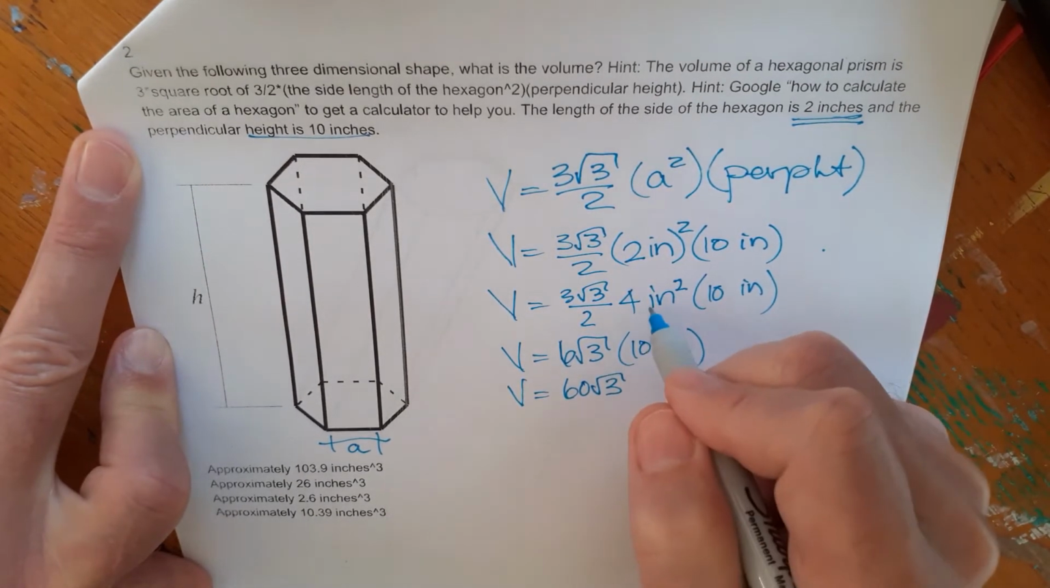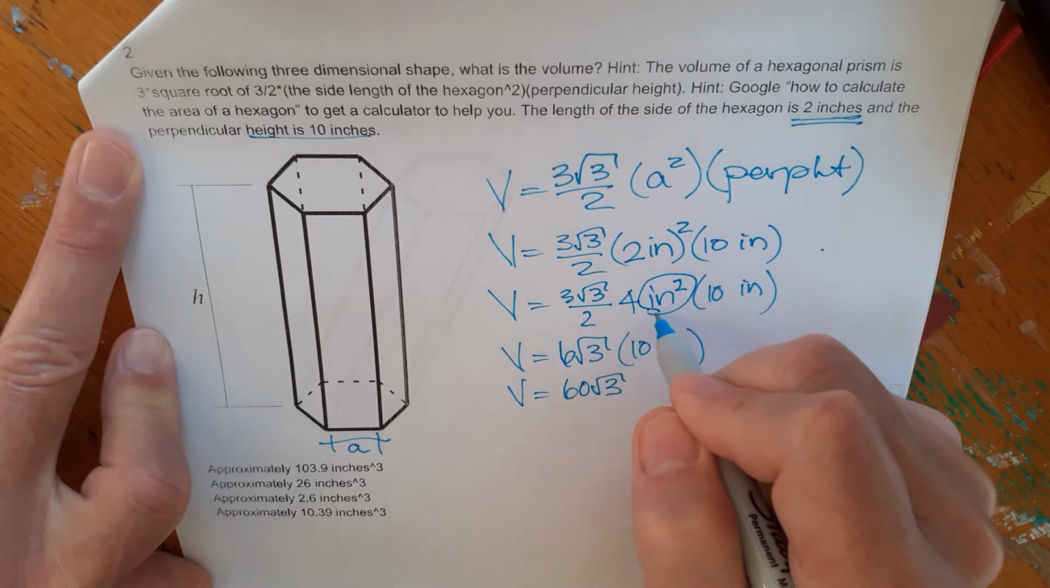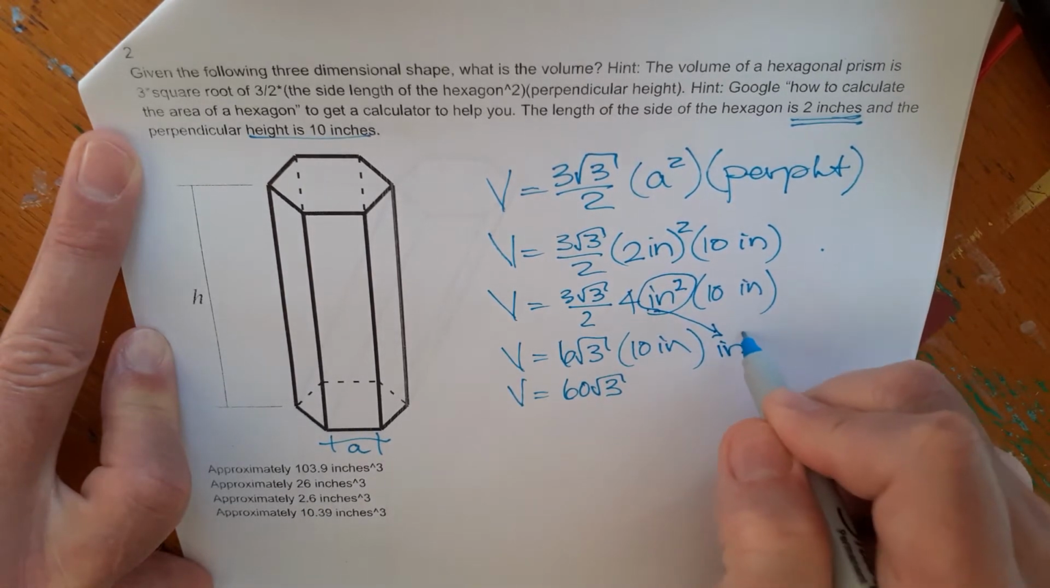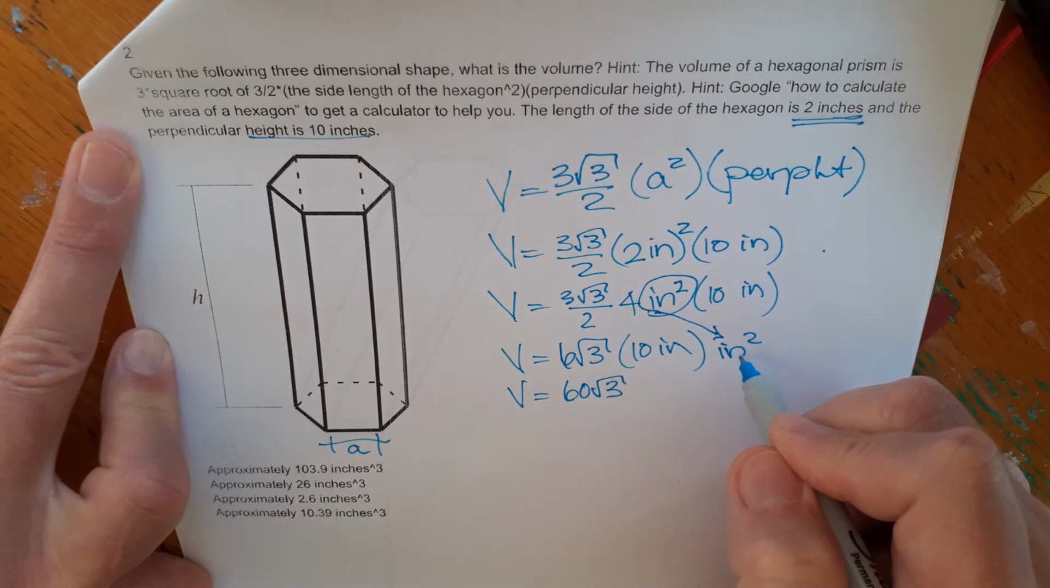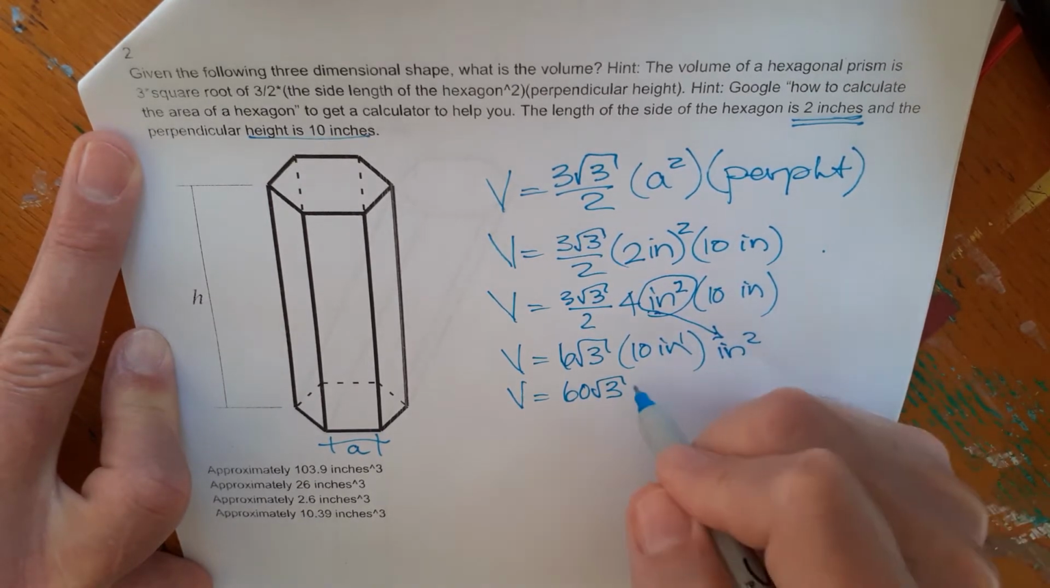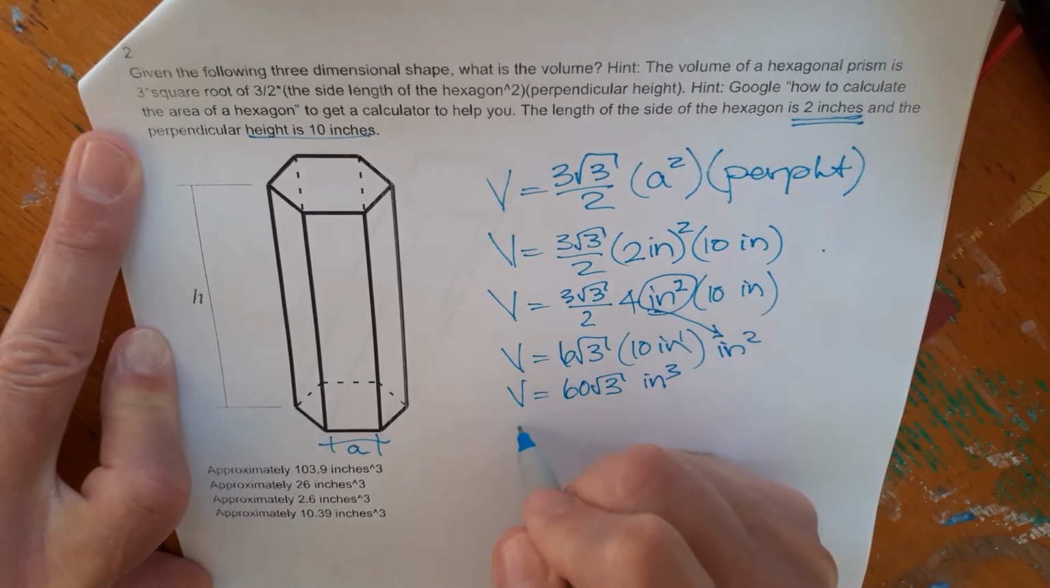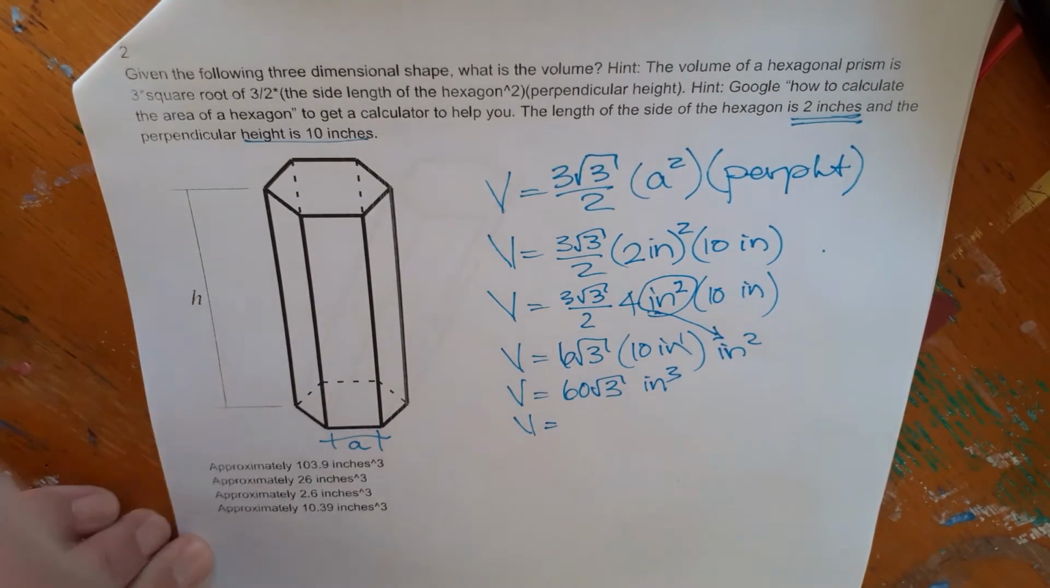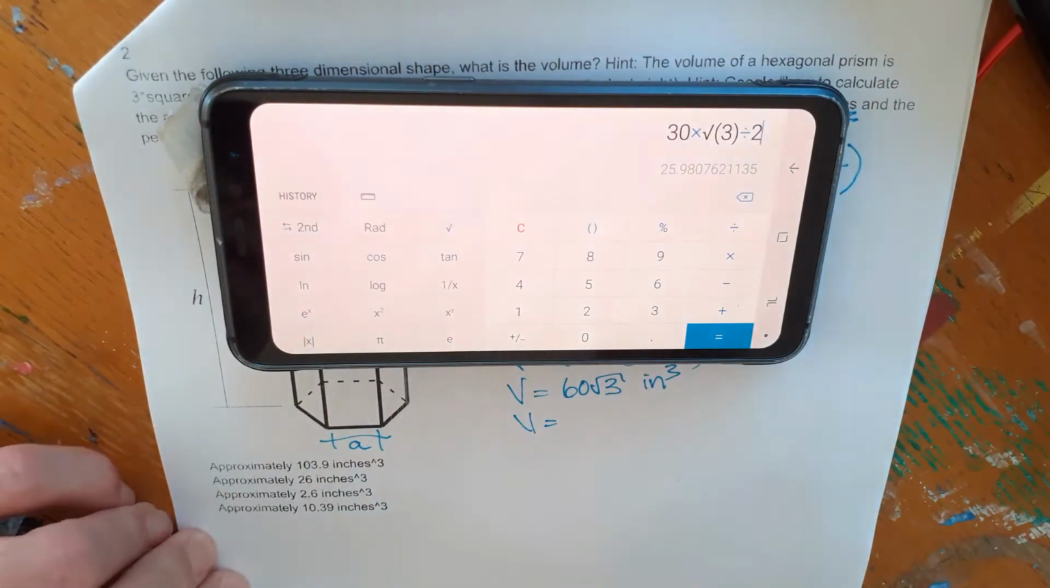I have my 10 inches, but I dropped this, squeeze this in down here. Inches squared, because we want to check our units. Inches squared times inches to the 1 power is inches cubed. That's a good sign. They're asking me to go ahead and drop this into my calculator.